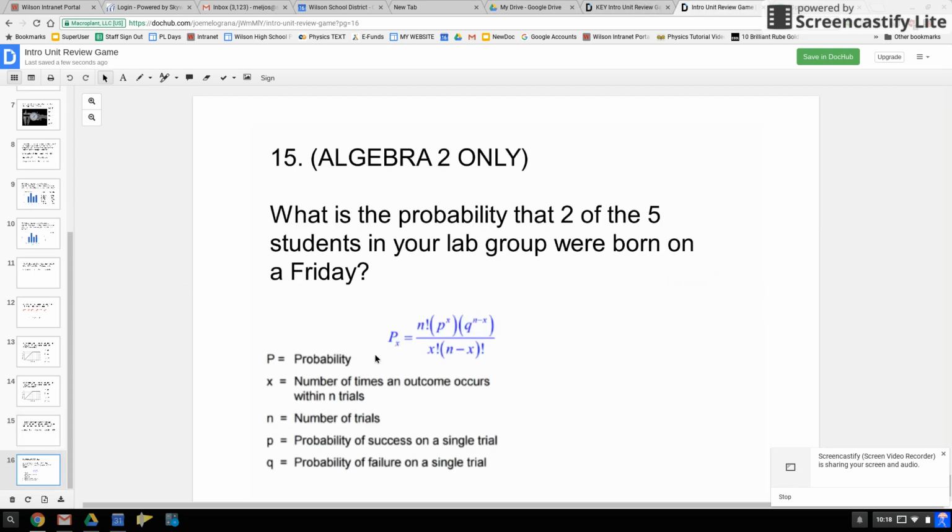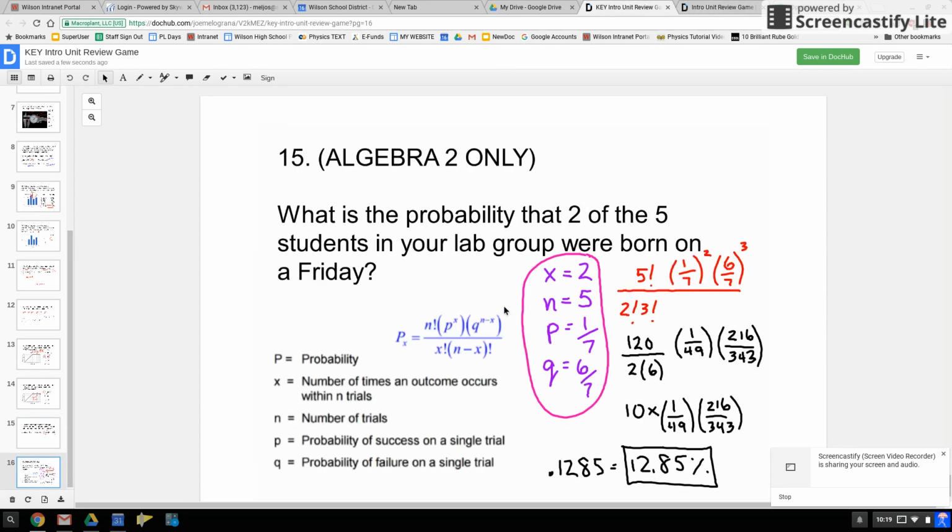Last question is for Algebra 2/POE only. What is the probability that 2 of the 5 students in your lab group were born on a Friday? All right, here's the Bernoulli equation, Bernoulli process. You do not have to memorize it. It will be given to you.